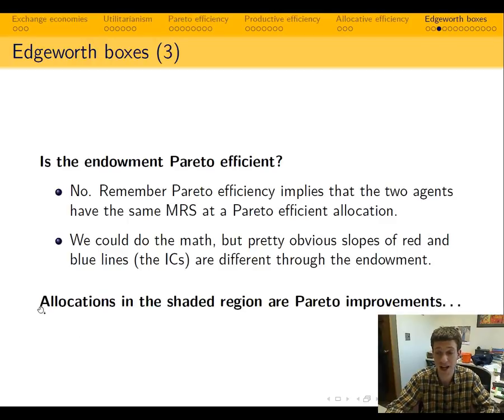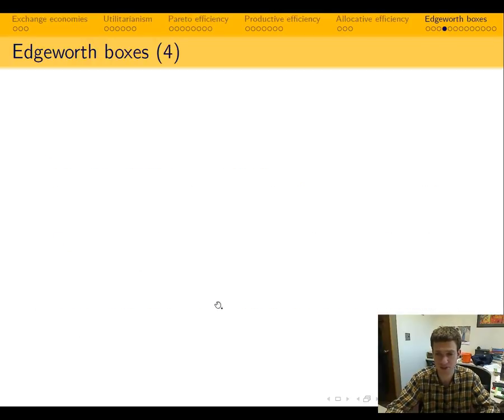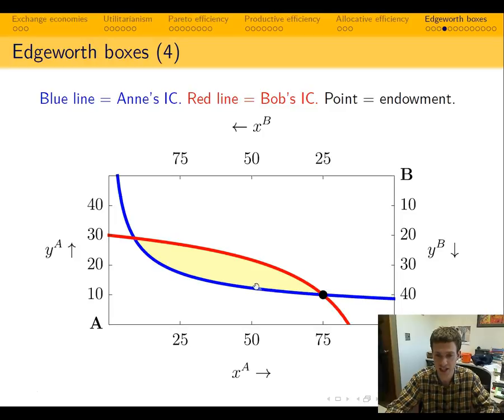We can also plot a bunch of Pareto improvements. So if we look at this shaded region here, everything in this yellow shaded region is down and to the left of red, so Bob likes it more, and it's up and to the right of blue, so Ann likes it more. Right, so we can conclude from this that the endowment is not Pareto efficient, and there should be some gains to trade if we can get them to move into this region here, the yellow region.